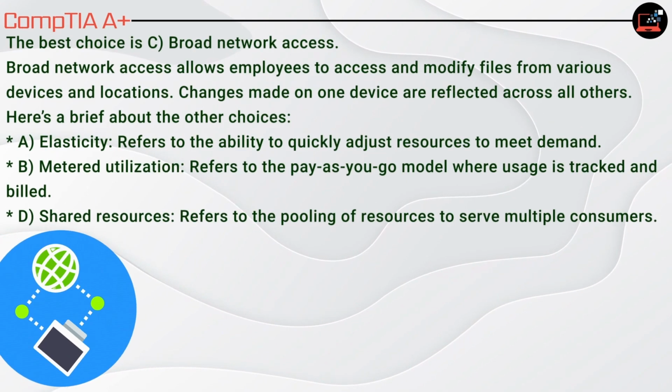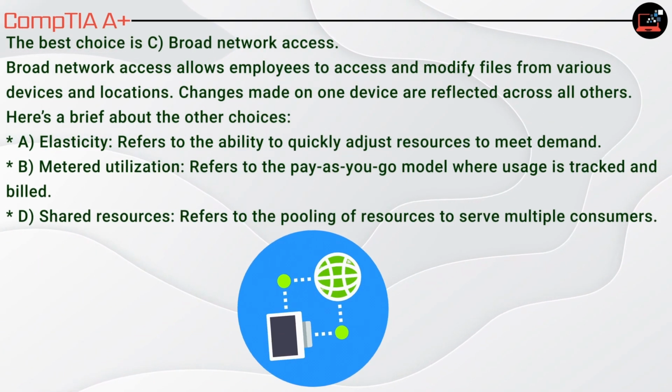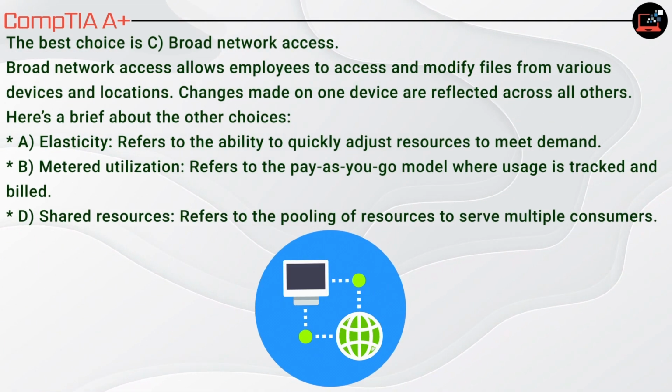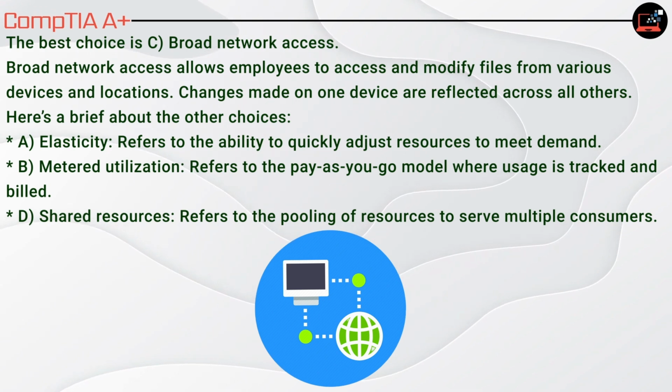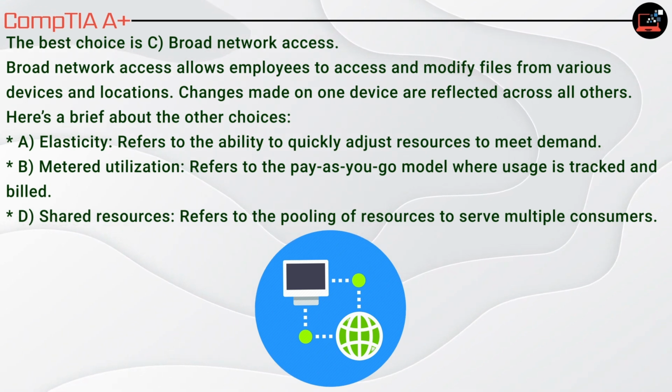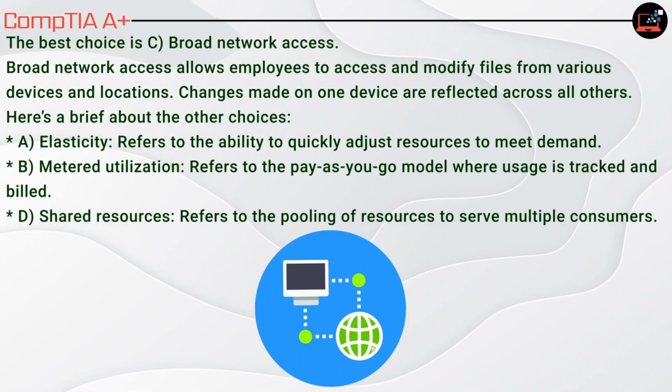The best choice is C. Broad network access. Broad network access allows employees to access and modify files from various devices and locations. Changes made on one device are reflected across all others.